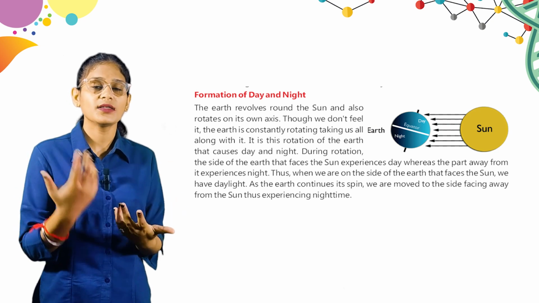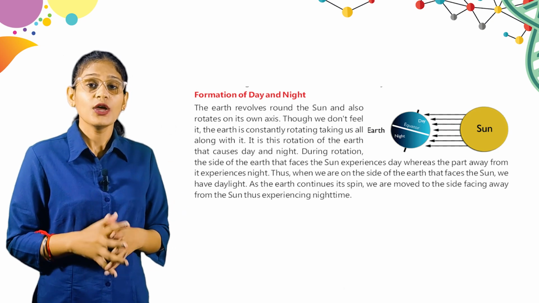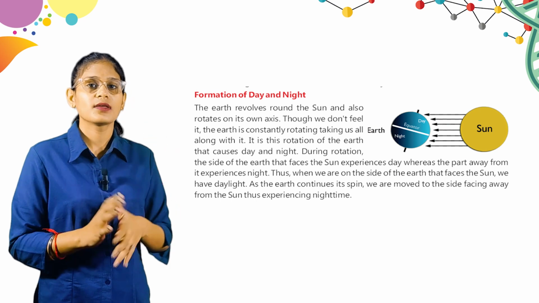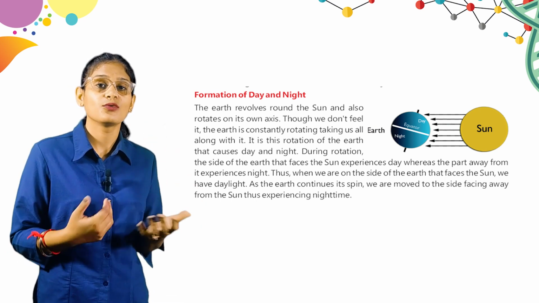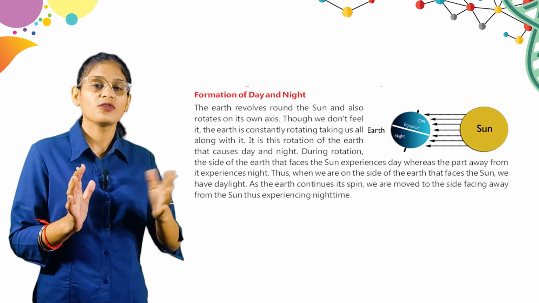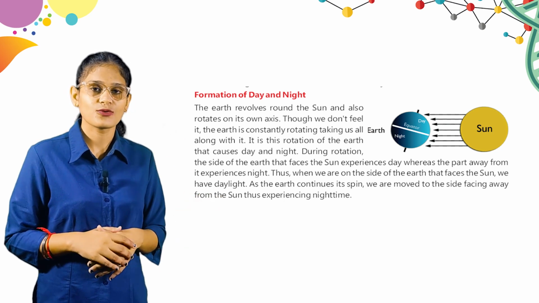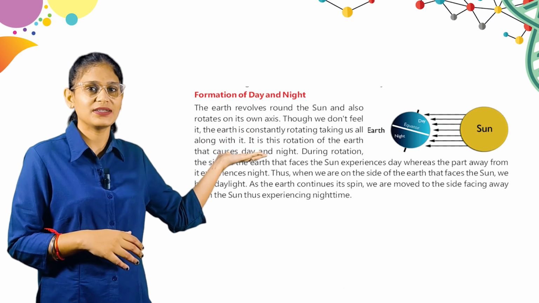क्योंकि आप सबको पता है अर्थ अपने एक्सिस पे रोटेट करती है। So जब अर्थ का जो पार्ट सन की साइड आता है ड्यूरिंग रोटेशन, तो वहां दिन हो जाता है, और जब वो पार्ट मूव करके दूसरी साइड चला जाता है तो वहां रात हो जाती है। Here you can see the picture for better understanding.